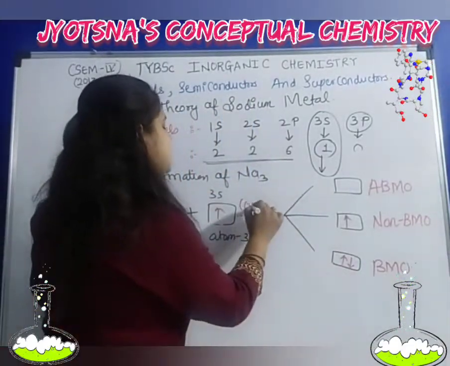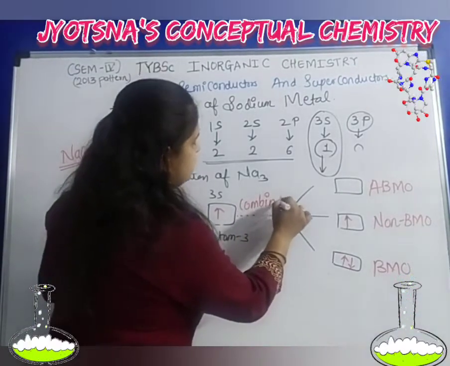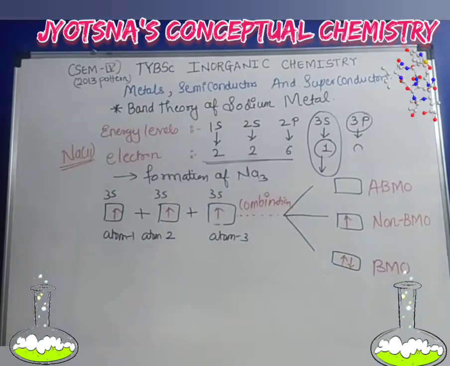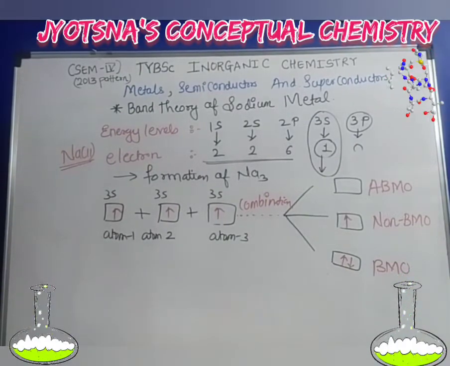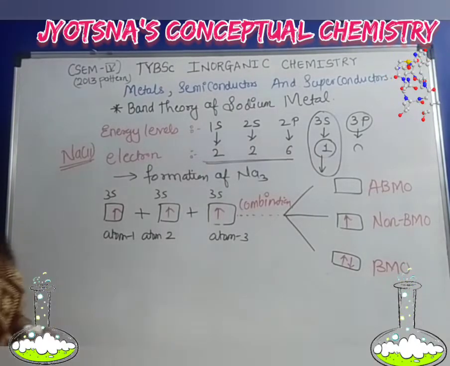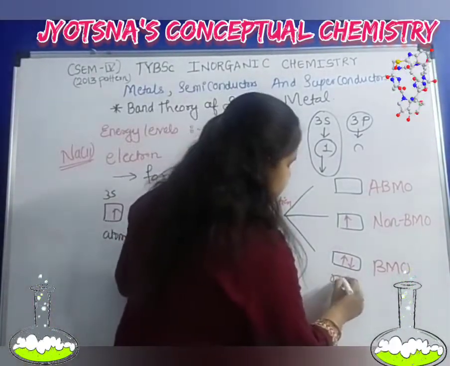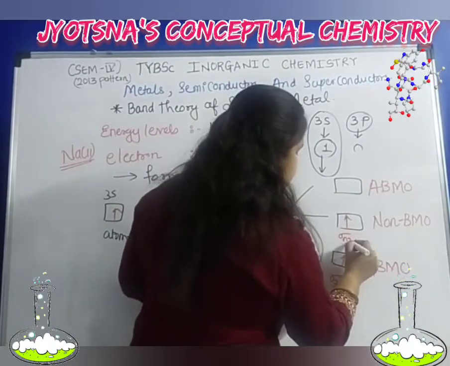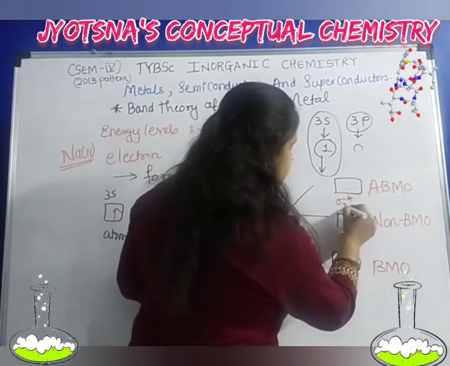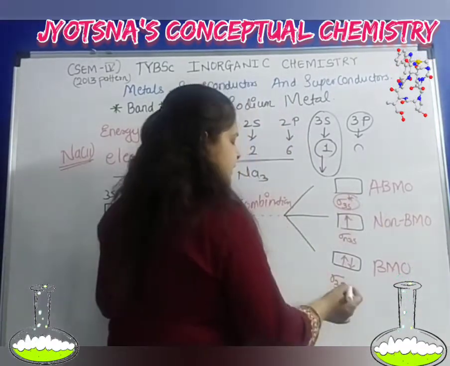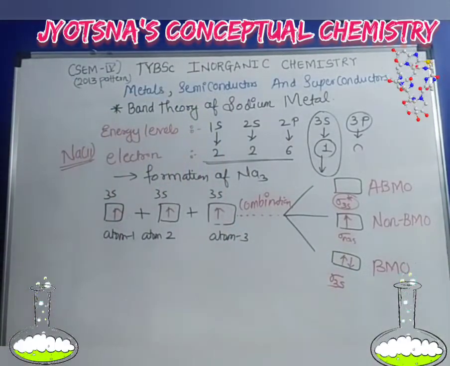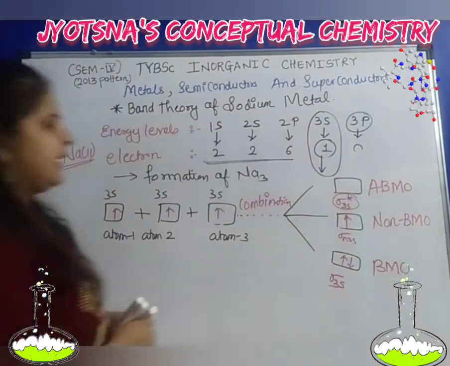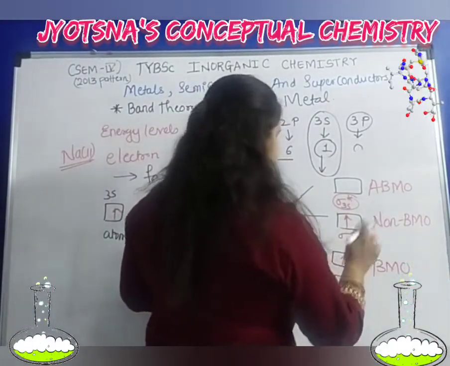Where we have to combine it, you can write here combination. See, write it. Okay, you can write here, this is sigma 3s, this is sigma n 3s, or sigma star 3s. Star means this is anti-bonding, this is bonding, and this is non-bonding. You can write it, or you can write here also sigma n 3s.